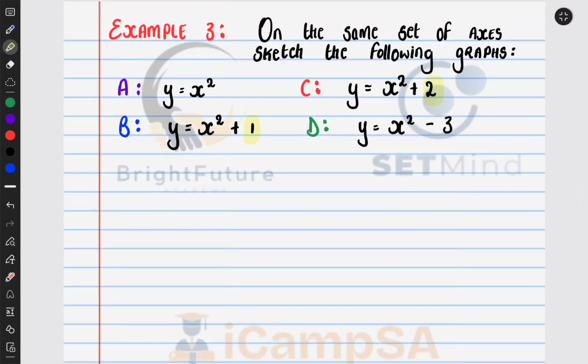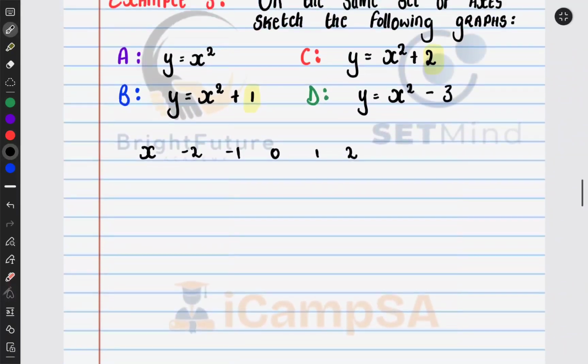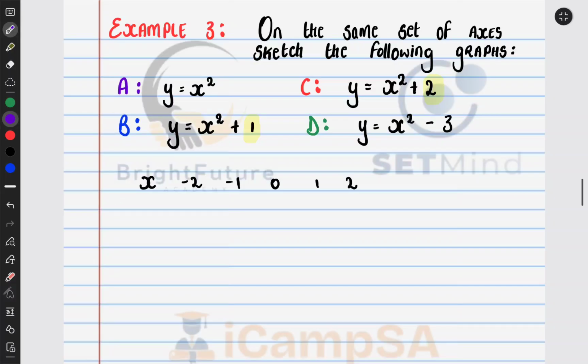First things first, let's do the tables to make our lives easier. We're gonna have the x values: -2, -1, 0, 1 and 2 once again. And then for function a, the y values are: -2 squared is 4, -1 squared is 1, 0, 1, 4.